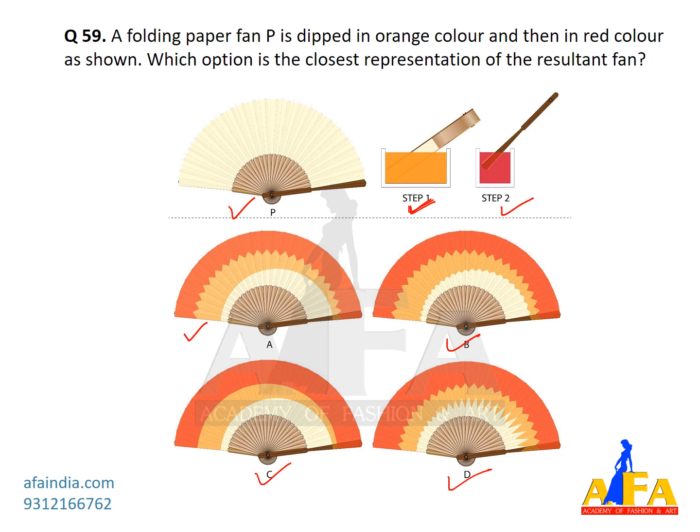In step 1 and step 2, the alignment is different, right? As you can see, the way it is dipped in step 1 is different from the way it is dipped in step 2. You can also see in some of the options these zigzag patterns. So it is confirmed that both the colors will not form the zigzag pattern, only one will form the zigzag pattern, right?